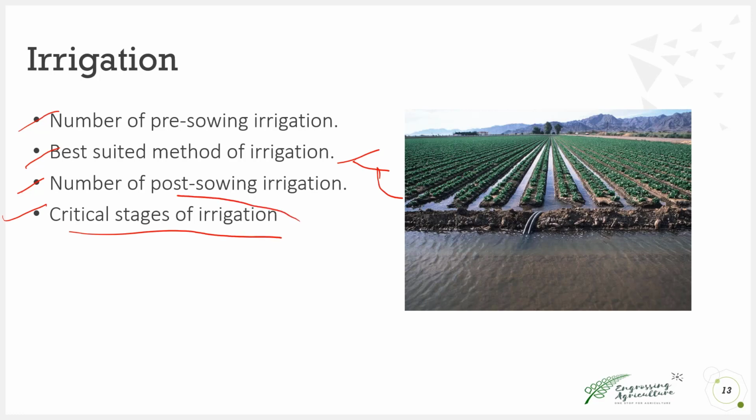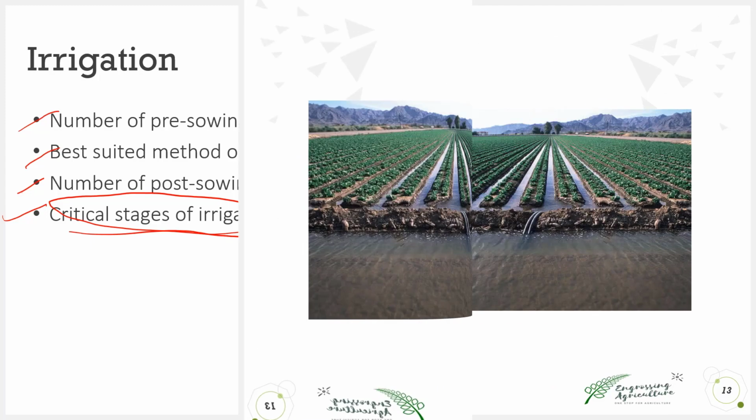This is the most important in irrigation. We must know what the critical stage is. The plant requires irrigation or watering at the flowering stage or root initiation stage or at which stage.